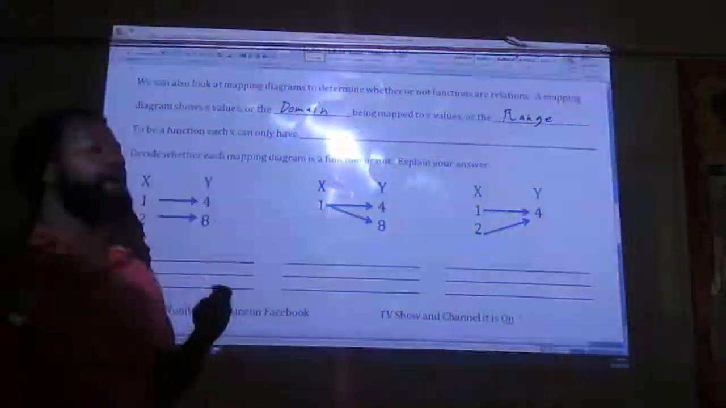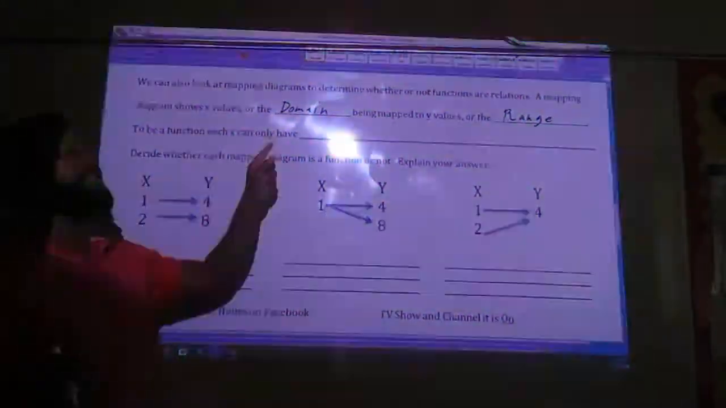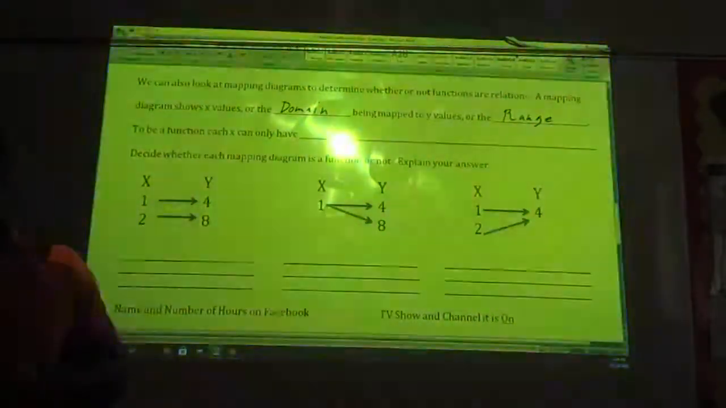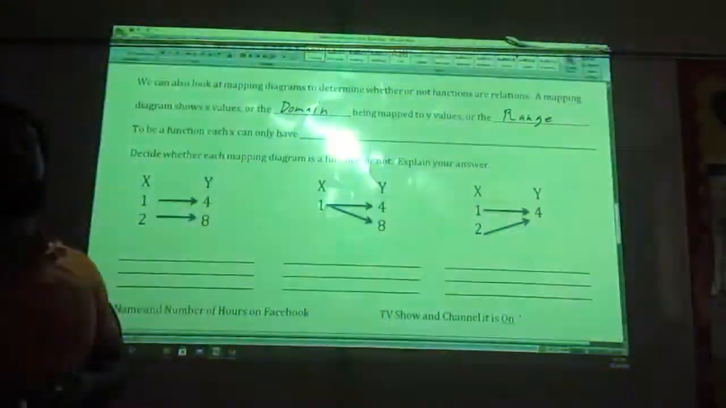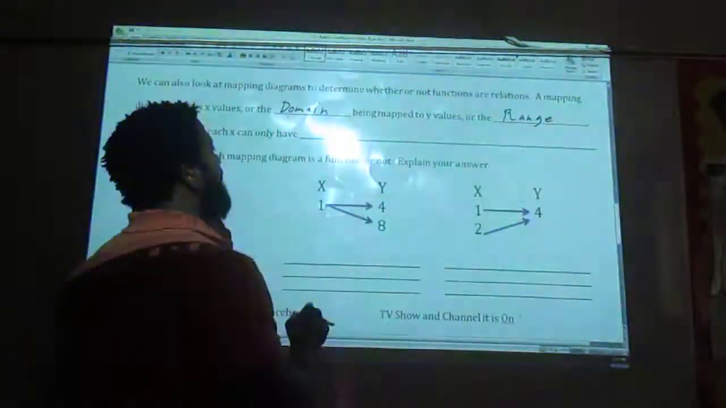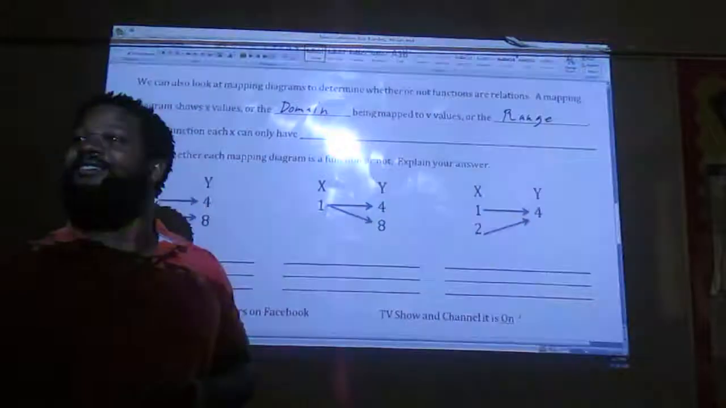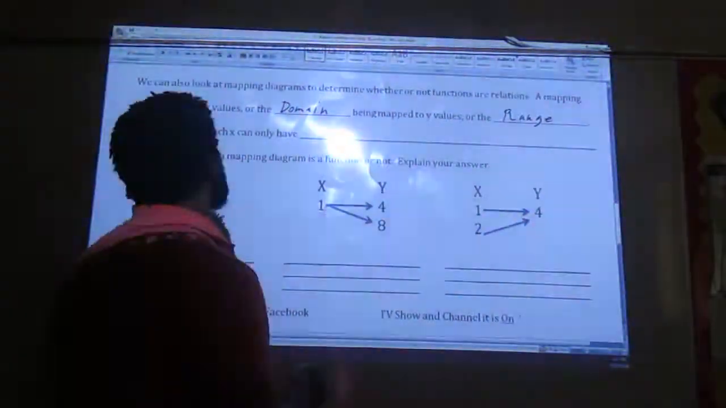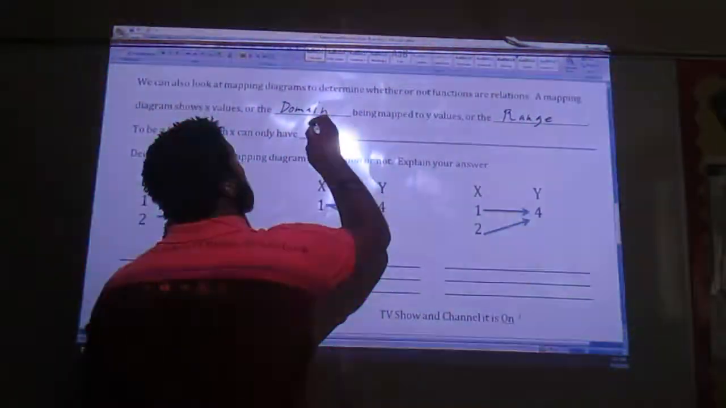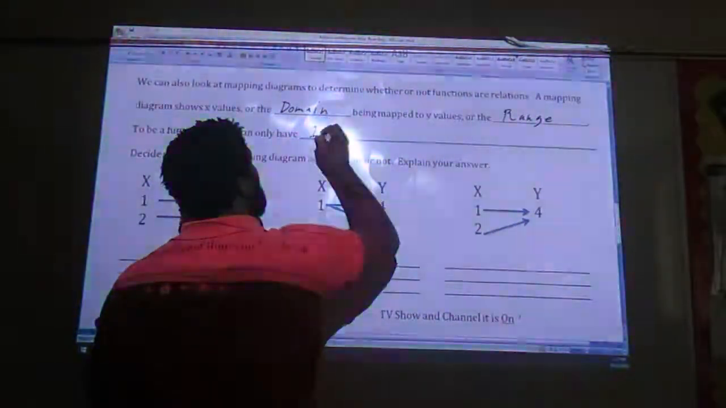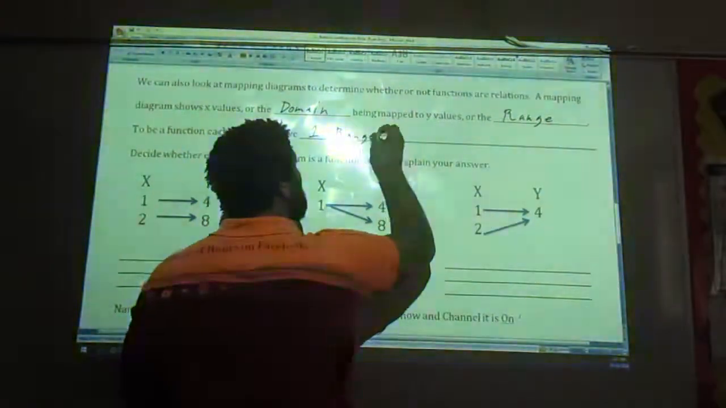To be a function, the x value can only have what? What do you think? One of each number, like it can't repeat. Yes. So, to be a function, the x value can only have one range each.